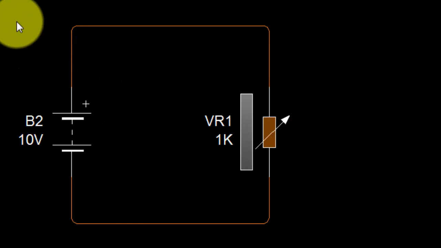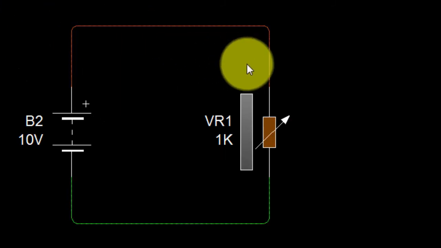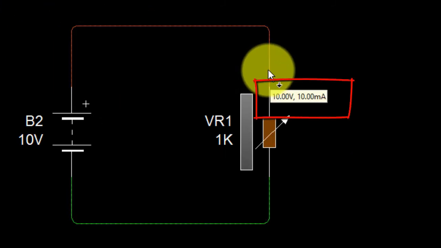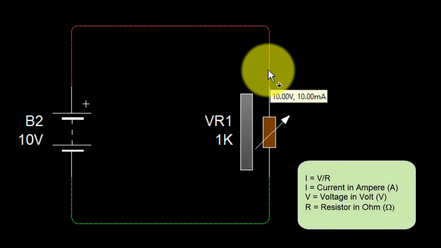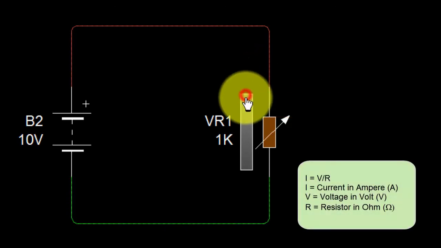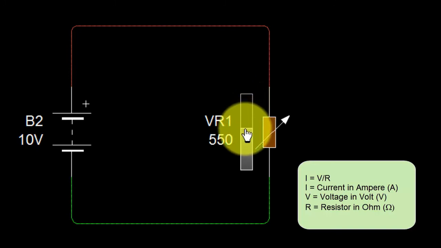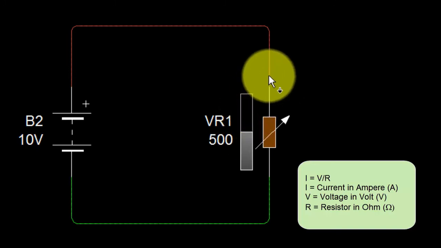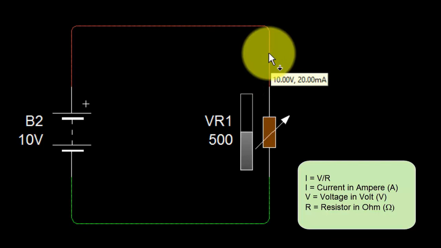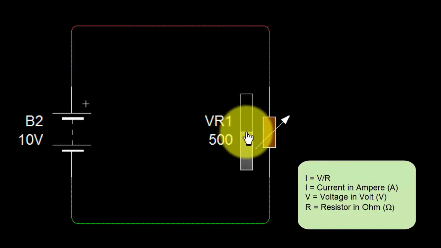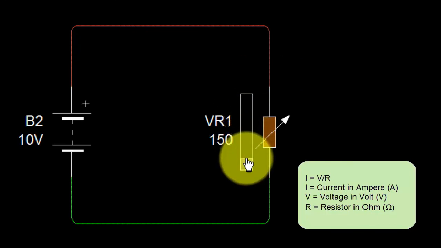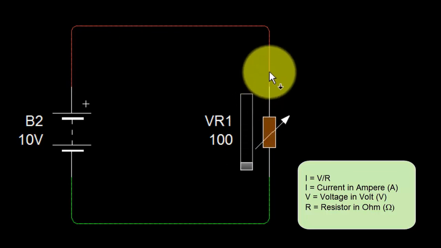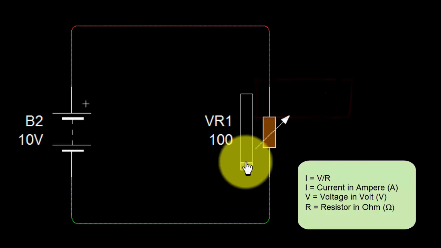Now we will see the simulation if the fixed value resistor is replaced by a variable resistor. See, the current will change if the resistor value is changed. The bigger the resistor value, the smaller the current will flow. Vice versa, the smaller the value of the resistor, the greater the current flowing in the circuit.